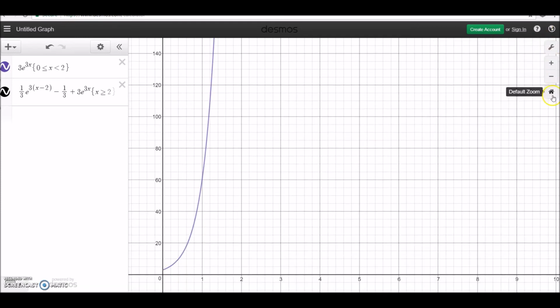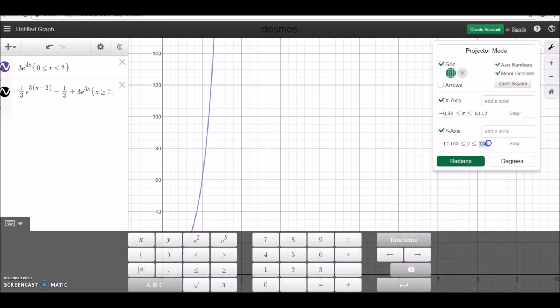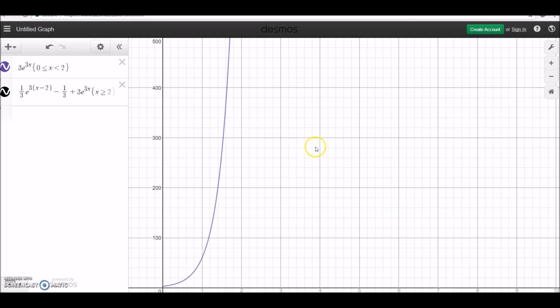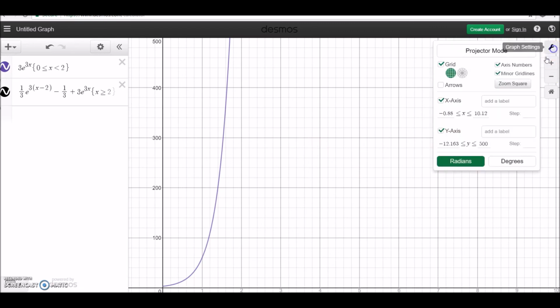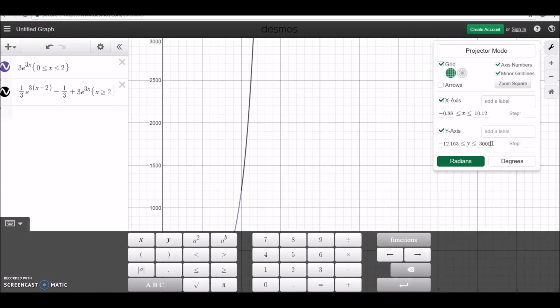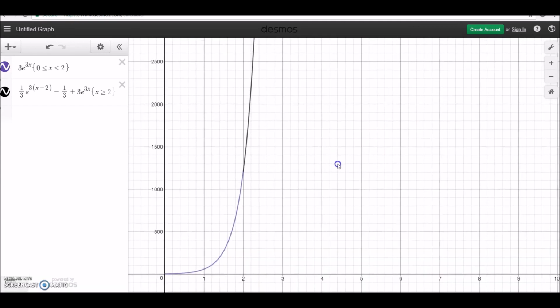And nope, that doesn't help. That's not enough. So I'm going to have to go up a lot higher, maybe to, let's say, 500. And that's still not big enough. So let's go up to maybe 3,000. Will that be enough? That's enough.